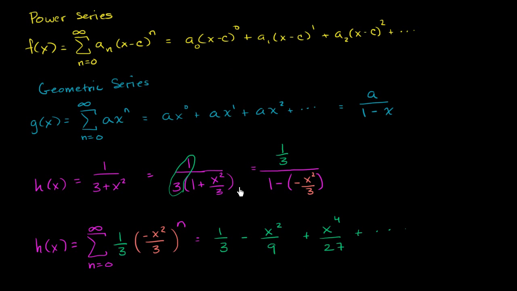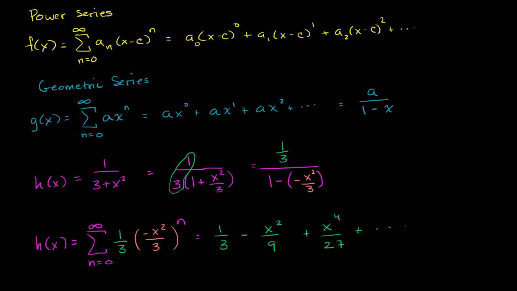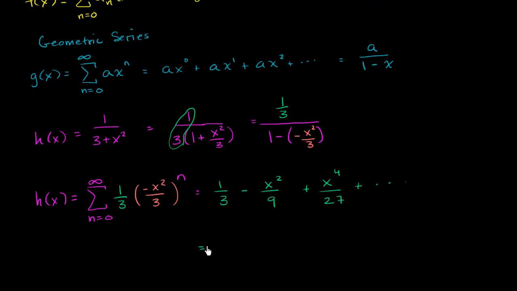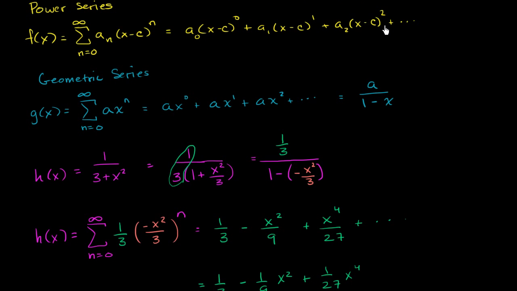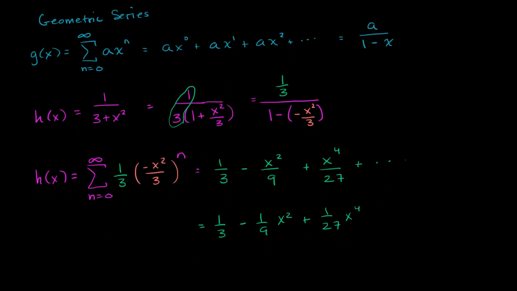And if I really wanted to write it in that form, let me make this a little bit clearer. I could just write this as 1/3 minus 1/9 times x squared plus 1/27 times x to the 4th. And you might say, well, this is almost the same form, but in all these forms up here, you just have the x to the 0 term and then the x squared term. What about this? Well, remember, you could just make this coefficient 0. So I could even rewrite it like this.